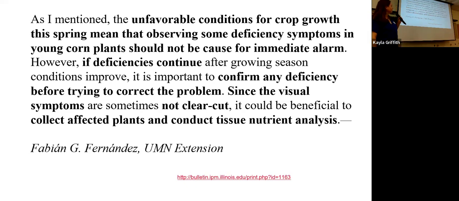And here's the fertility specialist from University of Minnesota explaining, I think this was a crop update they had one spring, that there were unfavorable conditions for crop growth that spring. So he was getting a lot of questions about young corn showing deficiency symptoms. And he said that's not cause for immediate alarm, but if those deficiencies continue after conditions improve and it gets warmer, then we need to worry.